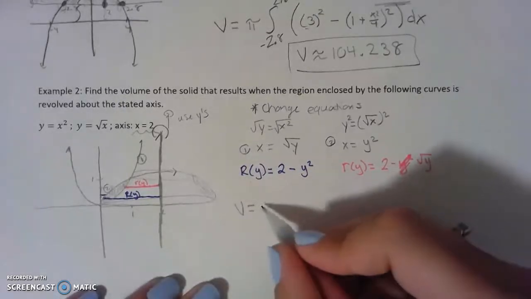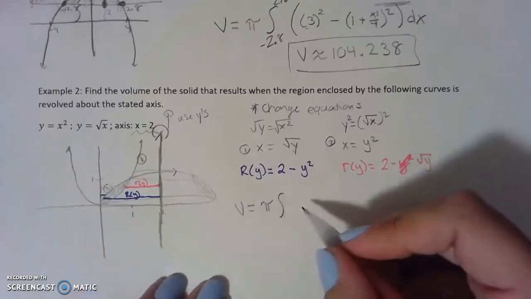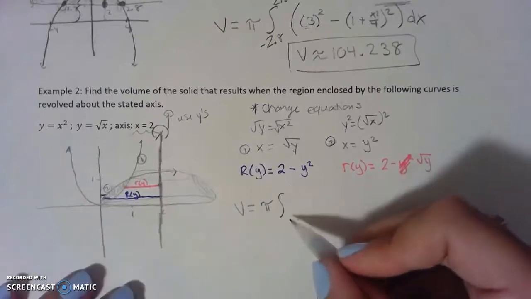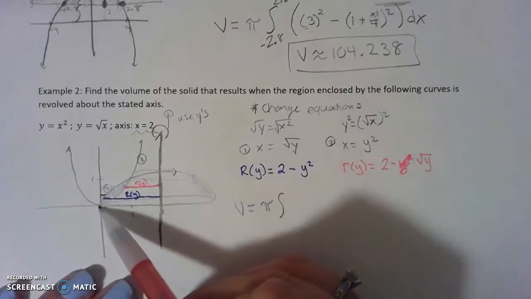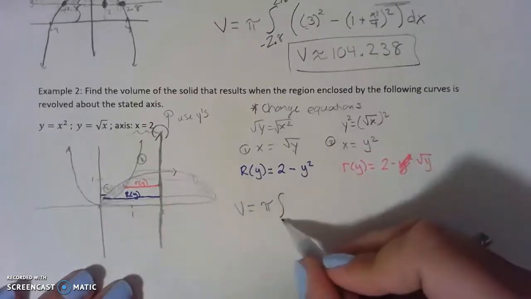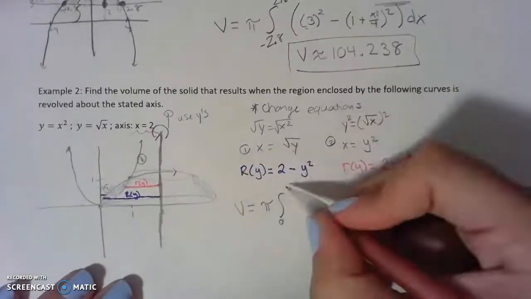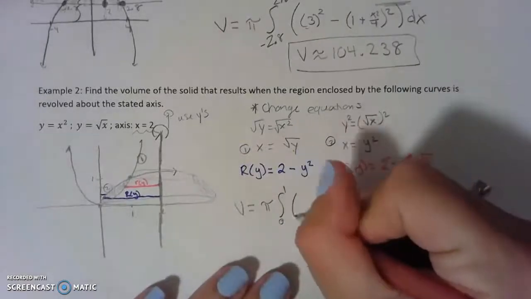So the volume is going to equal pi times the integral. Remember, when we fill in the lower and the upper limit of the integral, I need to use the smallest y value and the biggest y value of my shaded area. So the smallest y here is 0. Then here the y value is 1. So my biggest y is 1. Now we're just going to plug everything in.